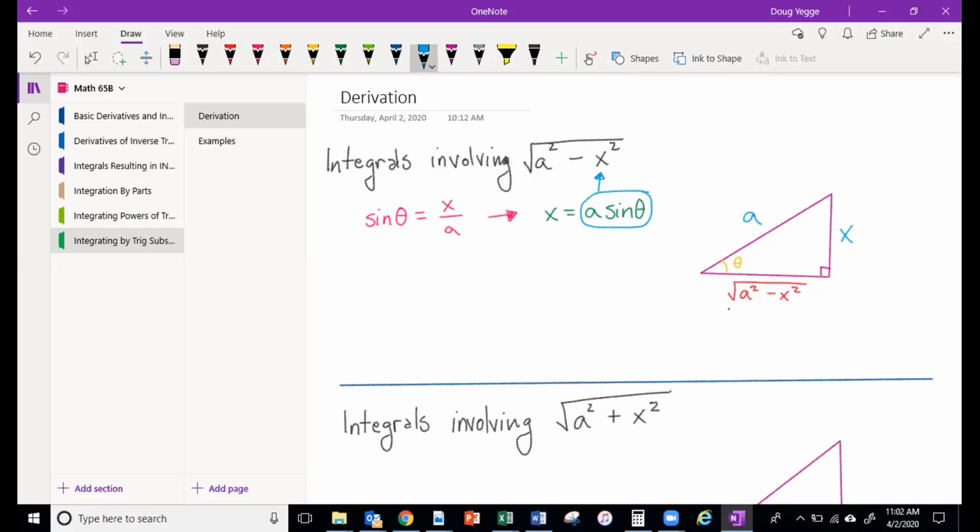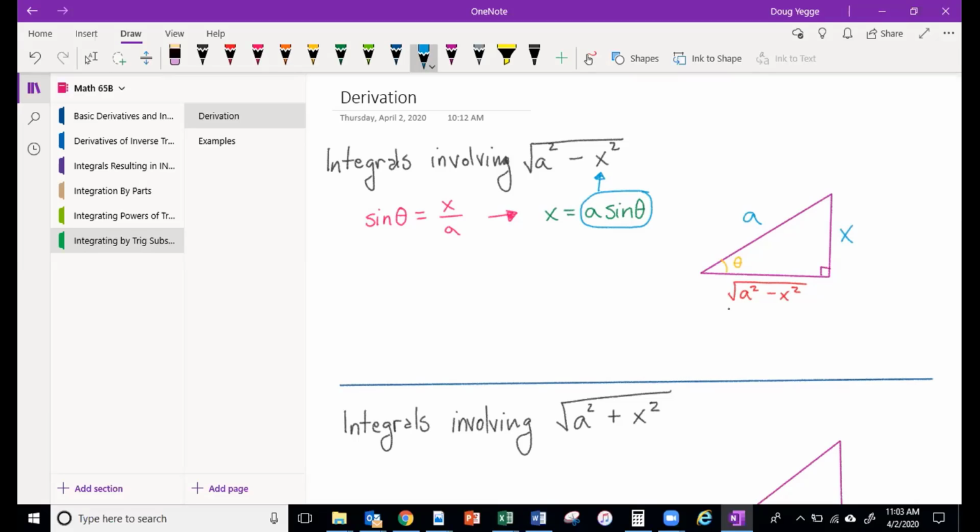You'll see why shortly when we start to do an example as to why this works out. But the whole point of this trig substitution is to cancel out that square root. The square root is what's causing this to be a challenging function. If that square root wasn't there, then I would be able to integrate it a lot easier. And the way that we're going to get rid of that, as you'll see shortly, is by turning this into a Pythagorean identity so the square root cancels.